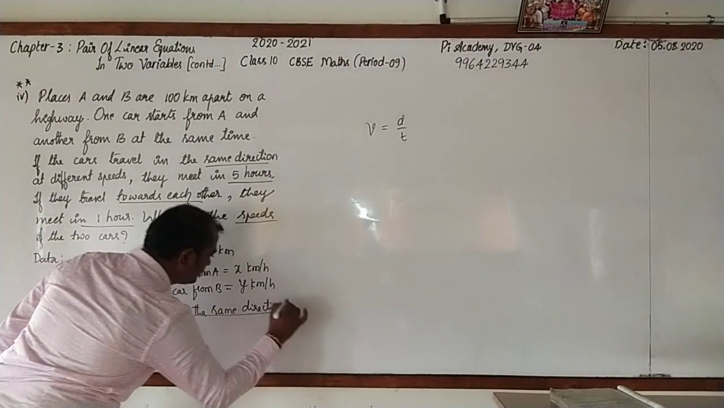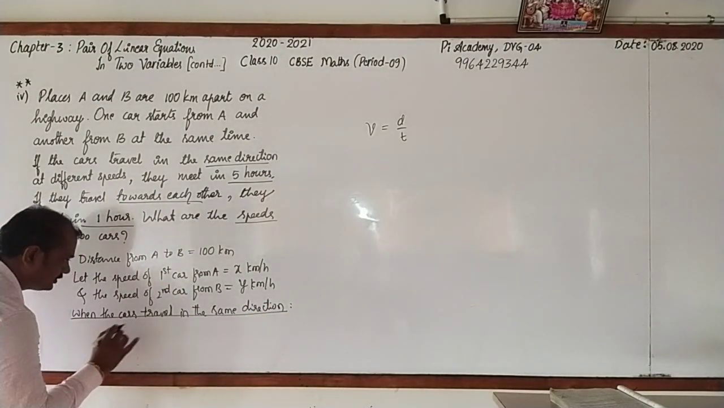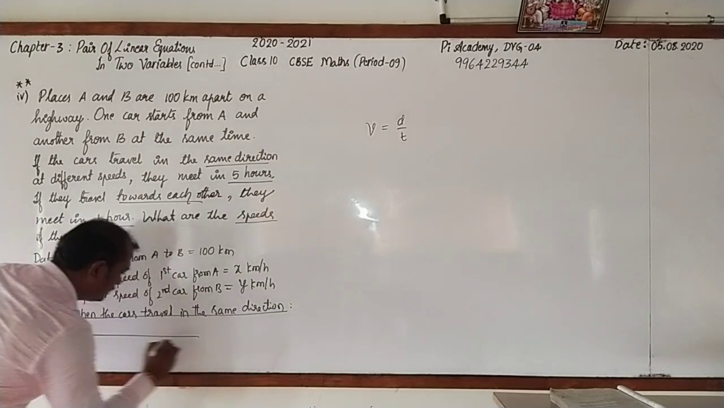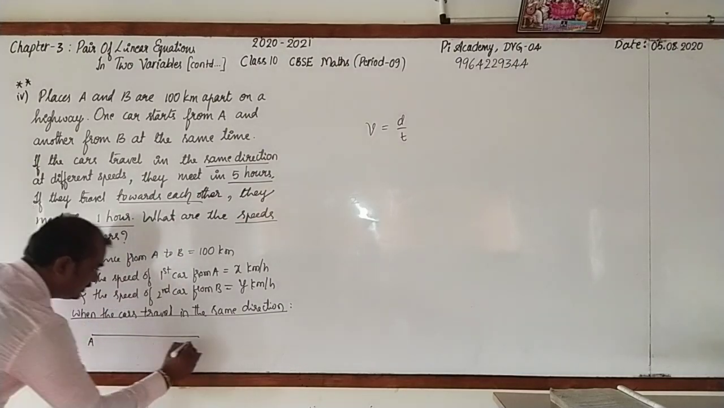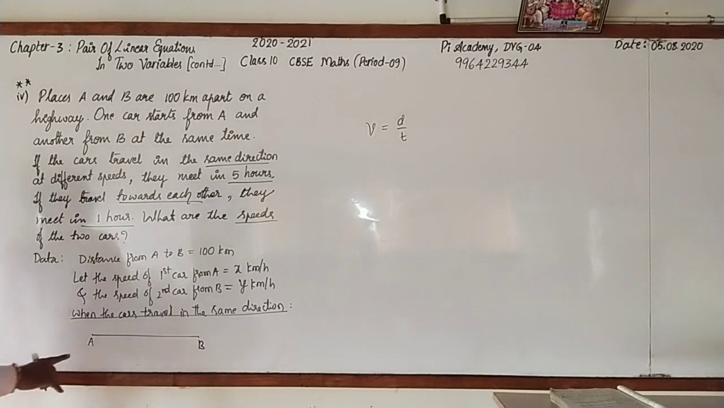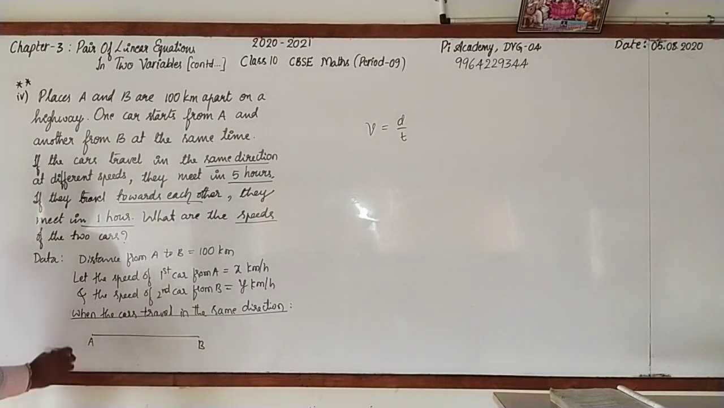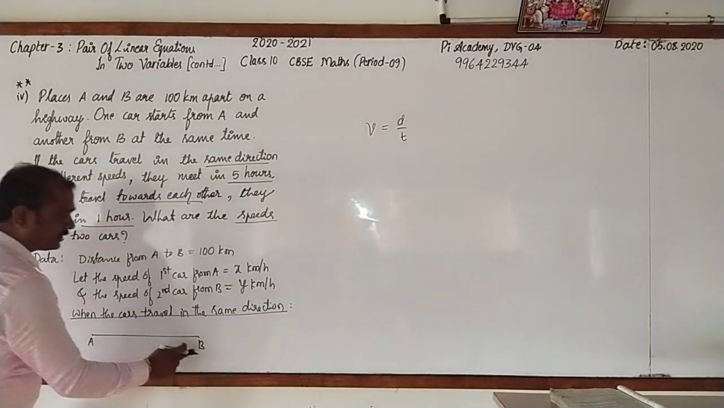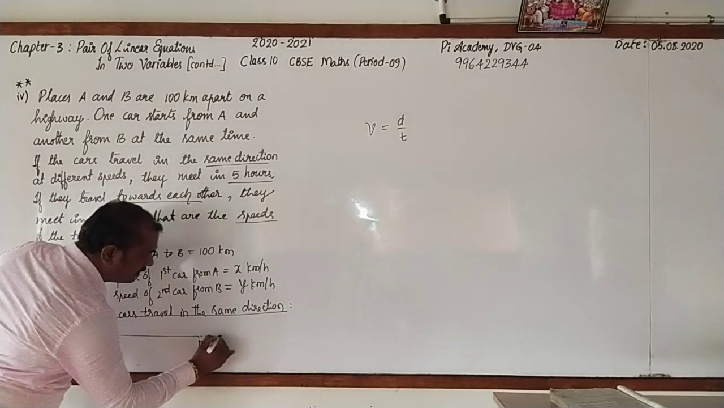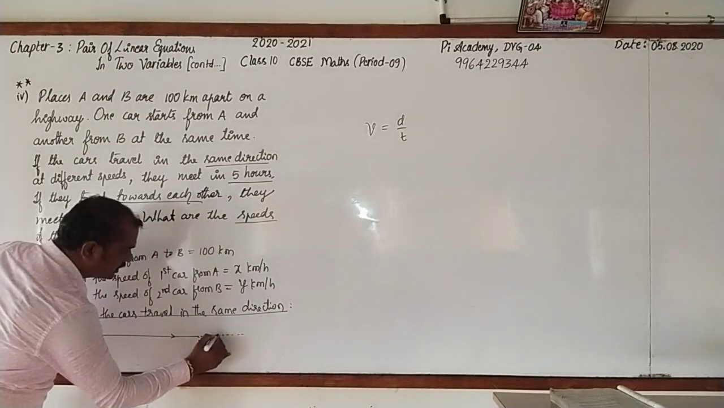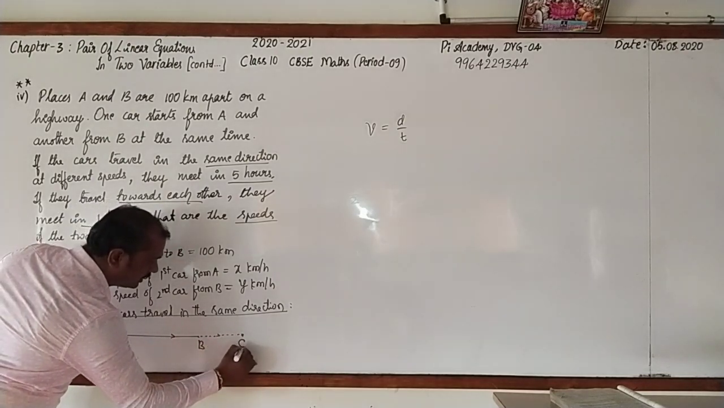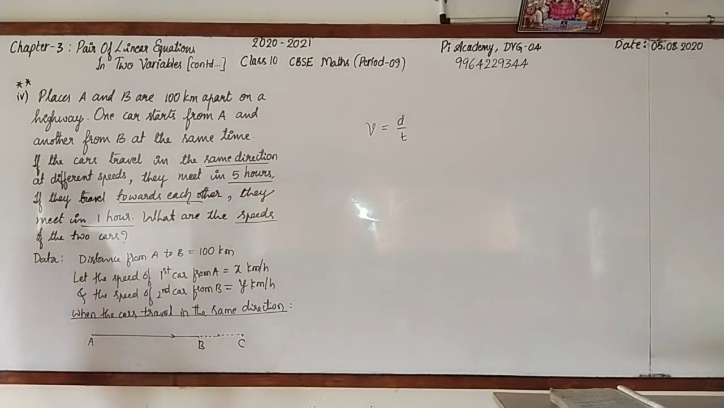Observe this one. Here I draw the line just for your reference. This is place A, this is place B. From A, the first car will start, and the second car will start from B. Let us assume that the speed of car A is more than that of B. Obviously, when they travel in the same direction, they meet at a point. Call it C. Clear?